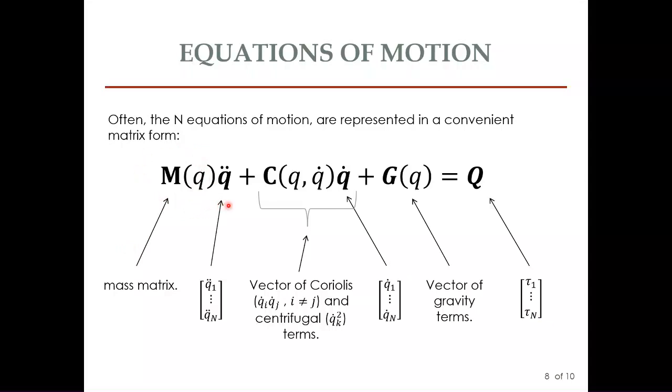So this matrix next to the Q double dots is called the mass matrix, and this representation is quite common in robotics. What is useful here to understand is that we can isolate the vector of Q double dots, and it will be useful in order to numerically solve the equations of motion. Okay, I will show you why and how.